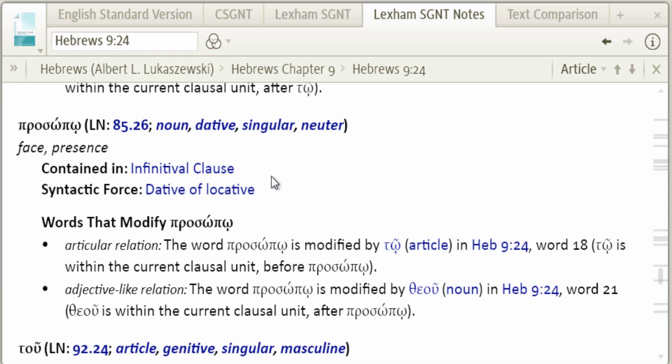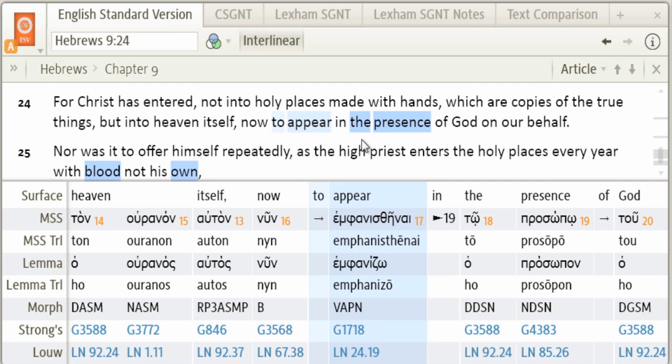And so, application. How can you use this information in a teaching? Well, first remember, you'll want to stay away from the technical jargon while still capturing the author's main point here. It's the fact that Jesus serves in this specific location, that is, the presence of God, that makes him so superior, both his high priestly office and his sacrifice. So remember that as you work with a dative that expresses location, you want to see if there's any significance as to where the action of the verb takes place.